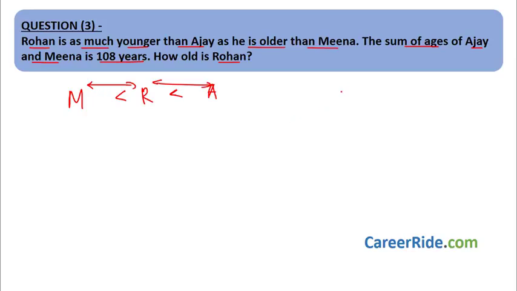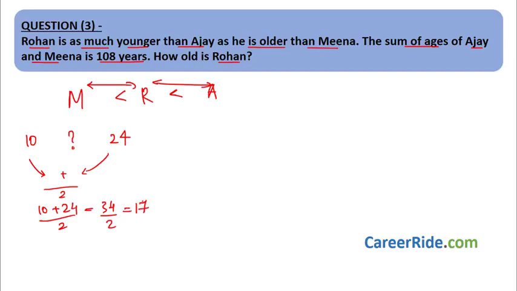Now let us assume another example over here. Let us say there are two numbers, say 10 and 24, and if someone asks you which number comes exactly at the center of these two numbers, how will you find out? You will simply take 10, add it to 24 and then divide by 2. So what you will get? 10 plus 24 divided by 2, that is 34 divided by 2, it is 17. So you will say 17 lies exactly at the center of 10 and 24.